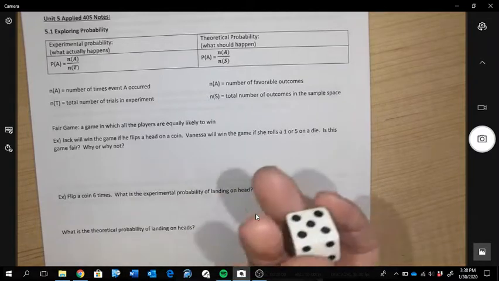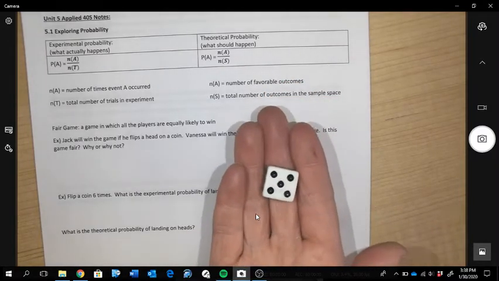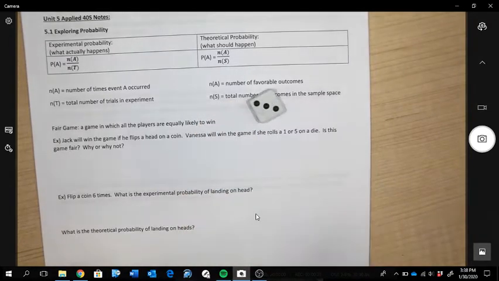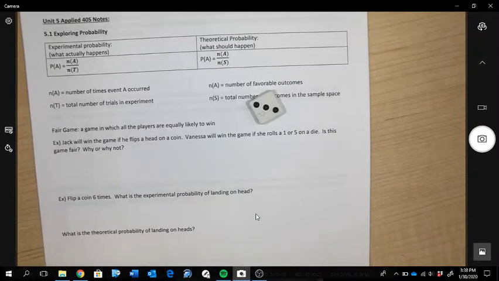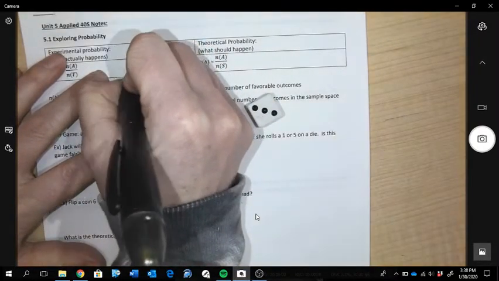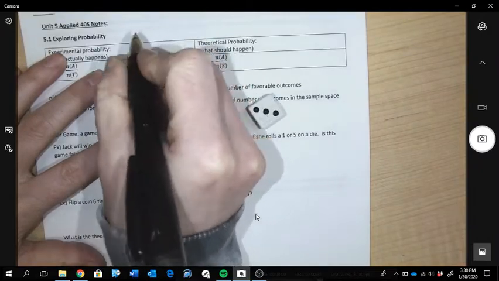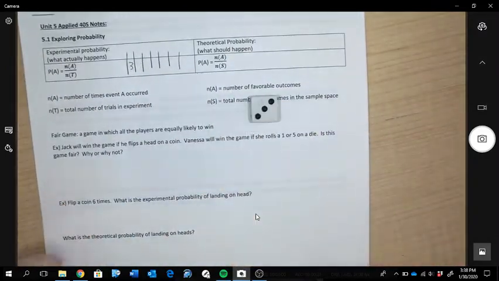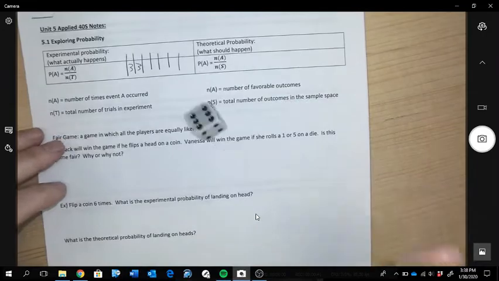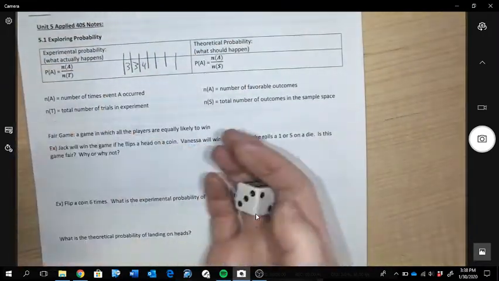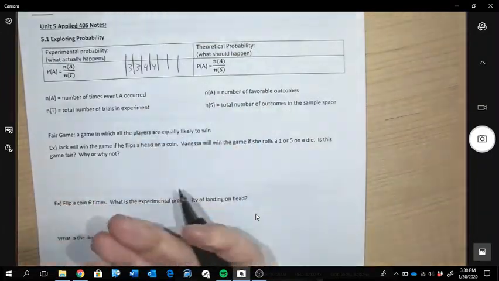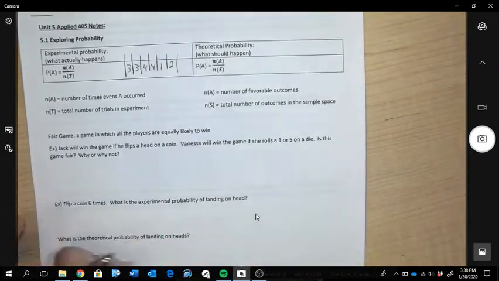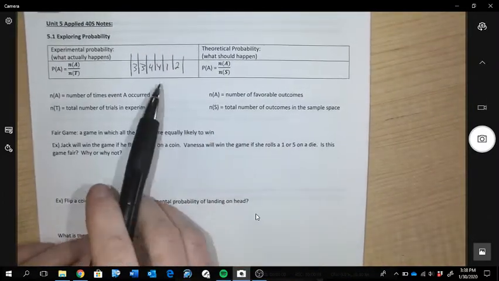So maybe, for instance, if I have a die, I'm going to roll this 6 times, and we could count how many times we roll a 1. Okay, so we rolled a 3, a 3, a 4, a 4, a 1, and a 2. So you could see that this is what happened.